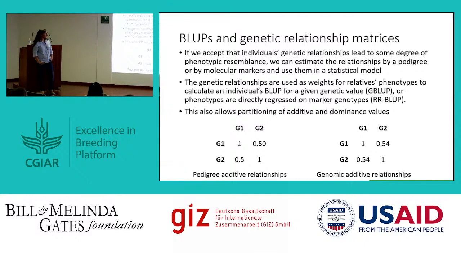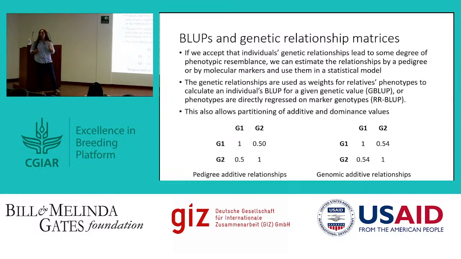So what we could do is say individuals' genetic relationships are going to lead to some degree of phenotypic resemblance based on either the allele states that they share or the pairs of alleles that they share, the genotypes they share. And so we estimate how much of those they actually share, either by a pedigree or by molecular markers, and then we put them in the model. Now, the key question is, what happens when you have them in the model?